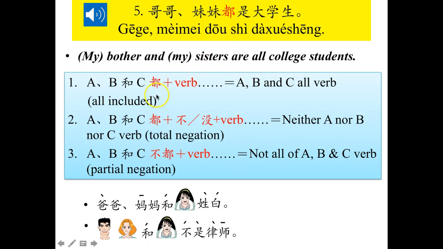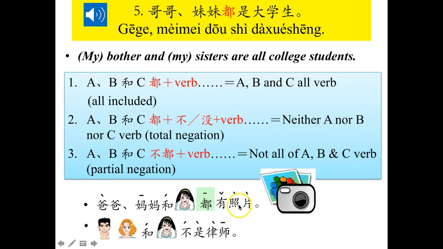好, now, here, for example, 都, all. So you can say, 爸爸妈妈和白英爱都姓白. Their surnames are all 白. 姓 is a verb. 都 goes before the verb. Or, they all have pictures. 爸爸妈妈和白英爱都有照片. 有 is a verb. 都有照片.